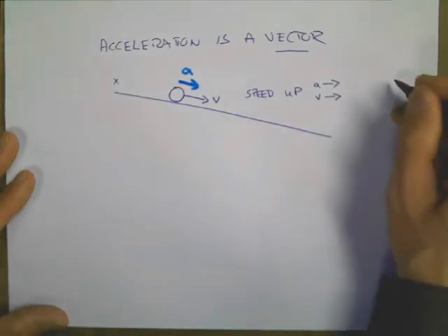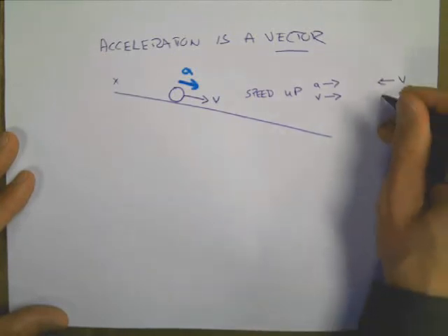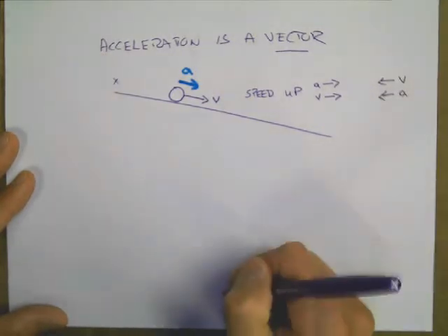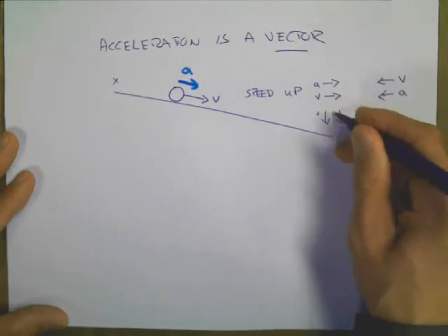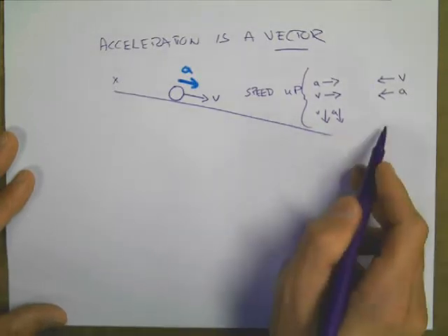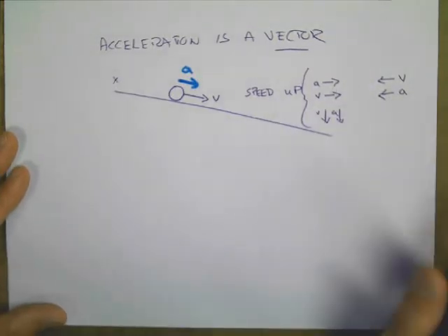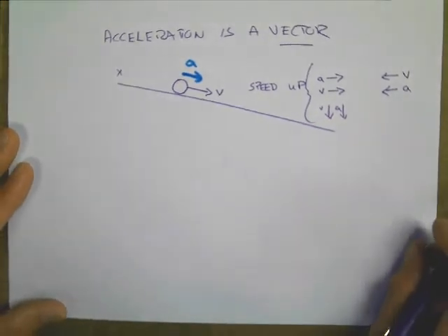And that can happen in a lot of different ways. If the velocity is going to the left and the acceleration is going to the left, it's also going to speed up. If the velocity is going down, the acceleration is going down, you're also going to speed up. You can have a lot of different combinations as long as the two vectors are going in the same direction, that you're going to get speeding up.